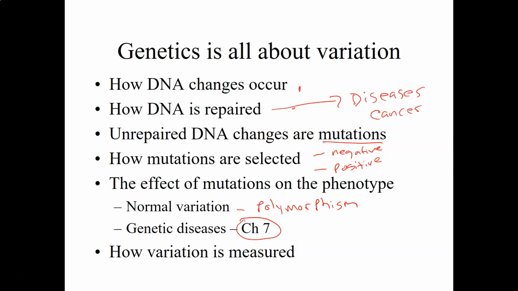Alright, so how variation is measured. I don't know that we're going to look at that too much. One thing we'll look at is something called a SNP array. It's a SNP microarray, and we're actually going to do a SNP microarray on CASEIT later. So we'll take a look at one example of those in this presentation. It's all about genetic variation.